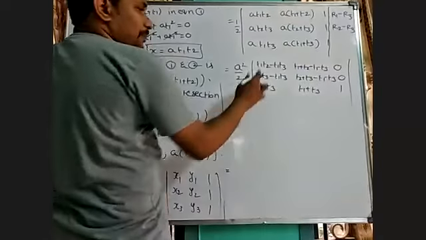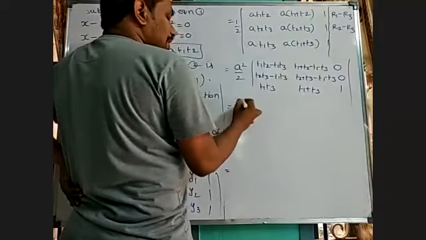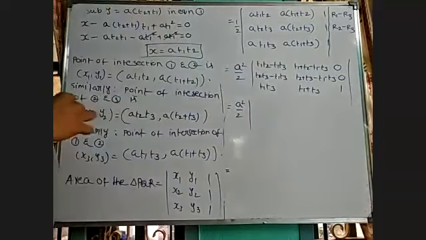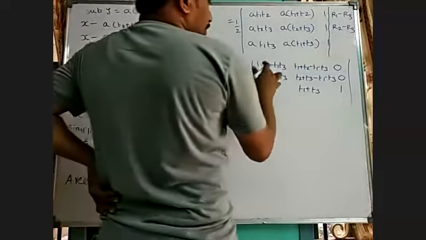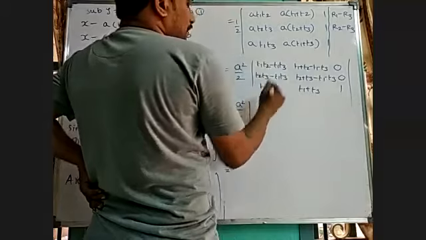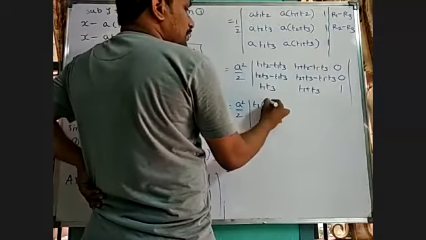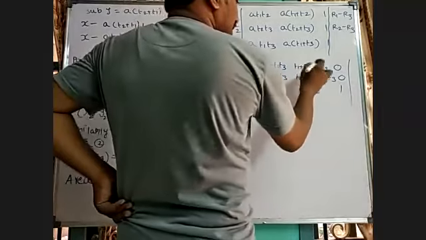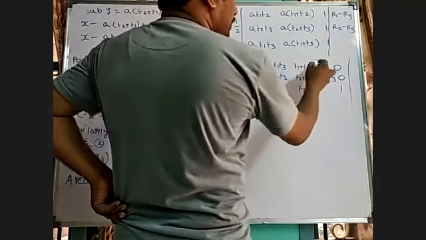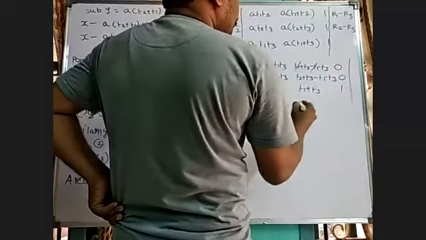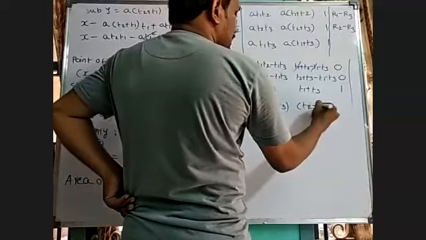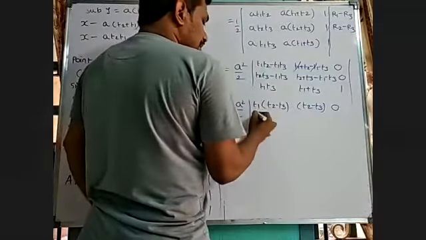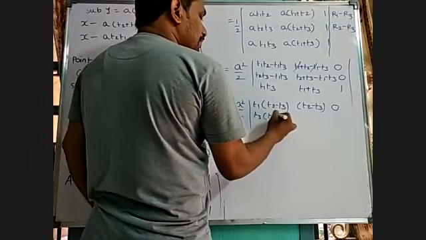Understood? From this, on this board, what is the common factor, a square by 2. Here we are taking t1 common. T1 means what we write, t2 minus t3 we can write. Next, in this also t1 gets cancelled. What is that? t2 minus t3, 0. Next, here also, if you take t3 common, what do we get? t2 minus t3.